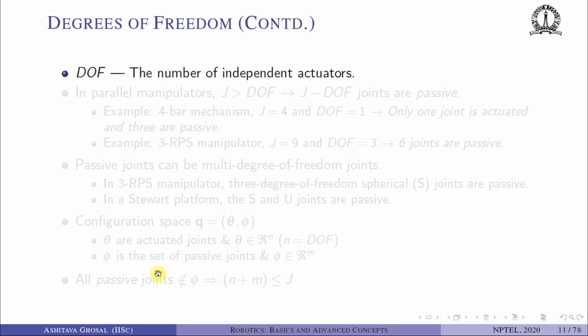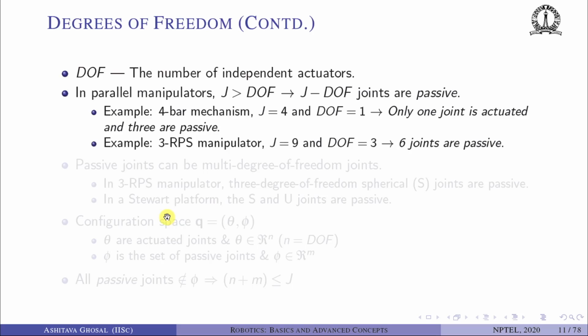As I said, in the case of the serial robot, the degree of freedom is basically the number of independent actuators that we can have in this robot or in this mechanism. So in a parallel manipulator, if j is greater than DOF, j minus DOF joints are passive. For example, in the 4-bar mechanism, j was 4, but DOF is 1. So only 1 joint is actuated and 3 are passive. In the 3 RPS manipulator, j was 9, degree of freedom was 3, so 6 joints are passive.